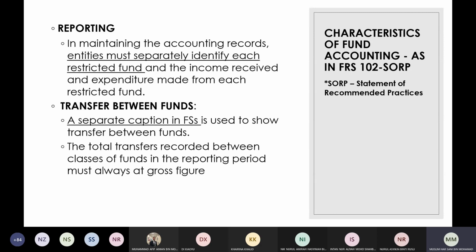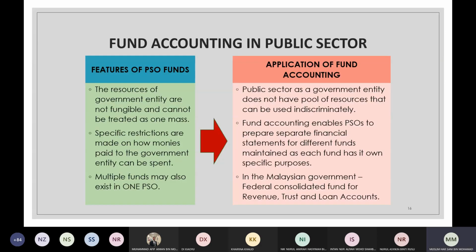If there is a contra, somehow, if you use consolidation, once you consolidate, you can cancel out, isn't it? But here, the requirement of the standard under IFRS 102 SORP is that it must be reported at gross. Any question?